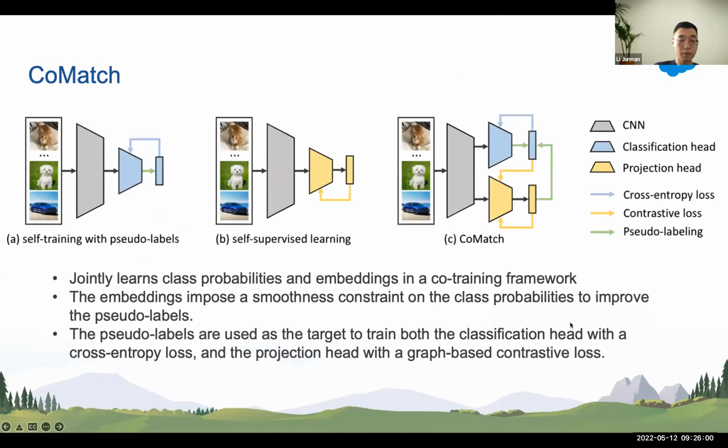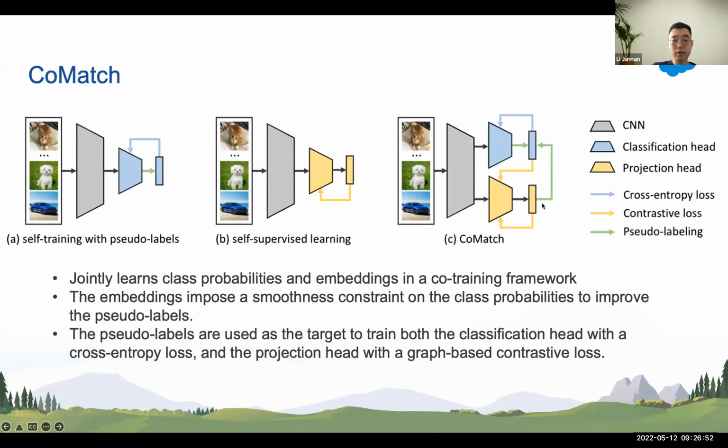Okay, so then in our paper, we take a new approach to address these limitations. Basically, in co-match, we will jointly learn both the class probabilities and the image embeddings in a co-training framework. So given an image, we have this CNN backbone. And this CNN backbone will produce a feature. And this feature will be given to two heads. One is a classification head that can produce the class prediction. And the other is a projection head, which can produce the embeddings of the image. And those two heads will interact with each other during training.